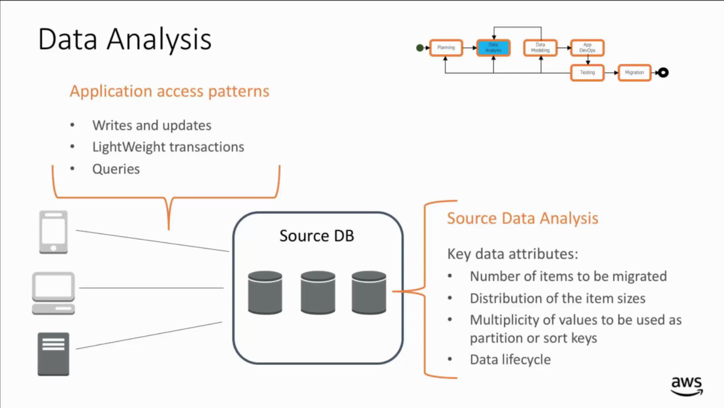Source data analysis is another very important aspect of data analysis. We want to know some of the key data attributes. What's the cardinality of items to be migrated? In other words, how many rows are to be migrated? What are the item sizes? And then what's the multiplicity of values that will be used as partition or sort keys? Data lifecycle is another important point because it can inform our decision how to do the migration itself.